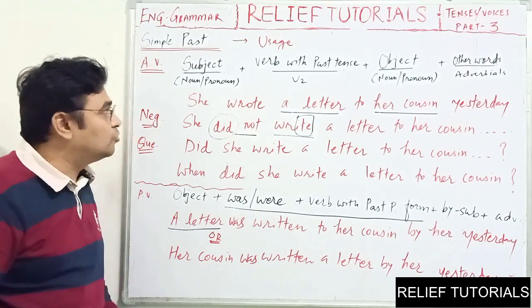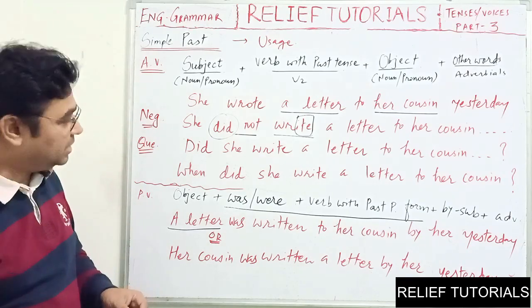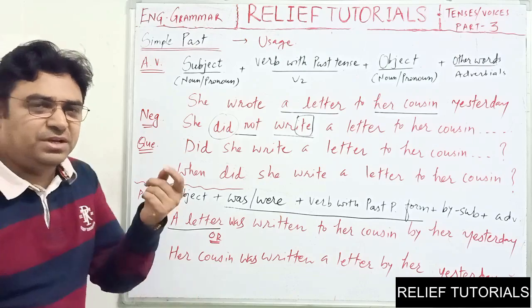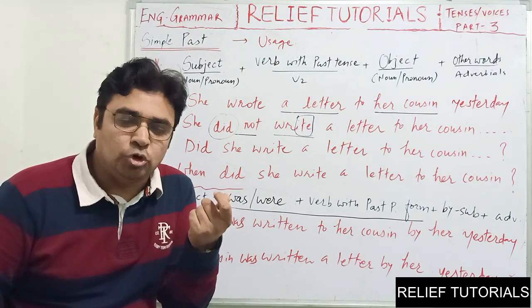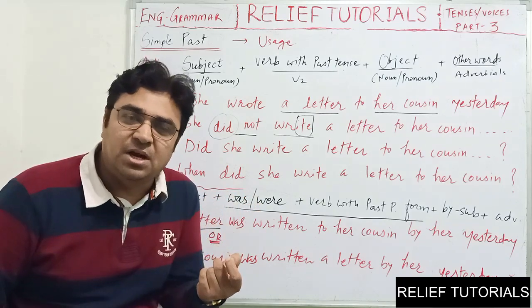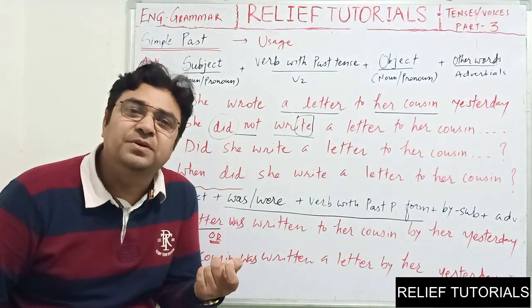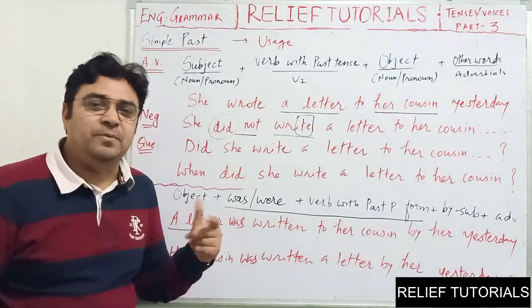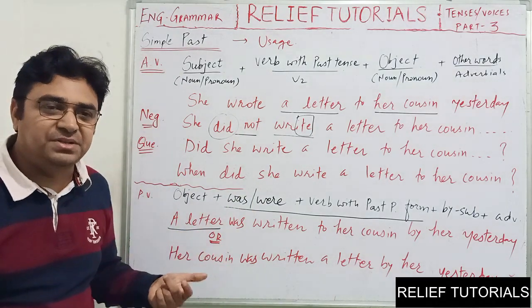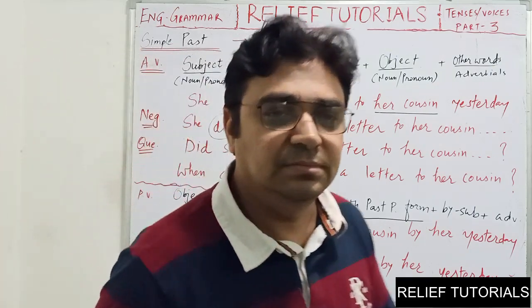So this is all about simple past tense, active voice and passive voice. There is a minute change, friends, in the form of the verb. It was root form in the simple present tense. Now it is the past tense form in simple past tense. So this is active and passive voice of simple present tense and simple past tense.